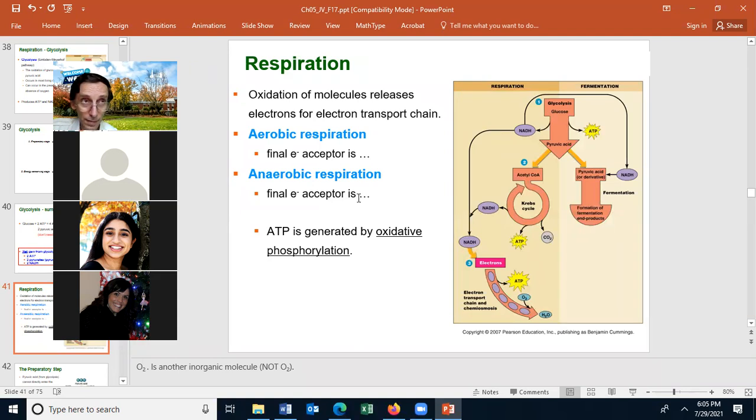It could be a nitrogen compound like nitrite or nitrate, or a sulfur compound or an iron compound. It can be many different things depending on the anaerobe. The important thing to know is in respiration, ATP is generated.